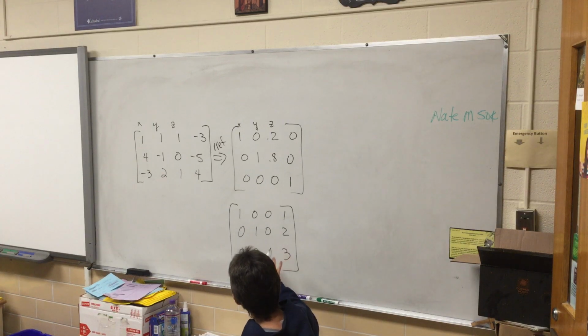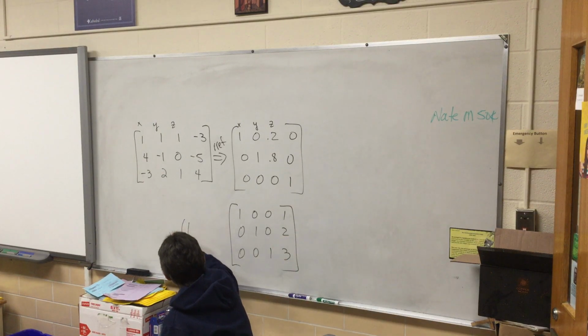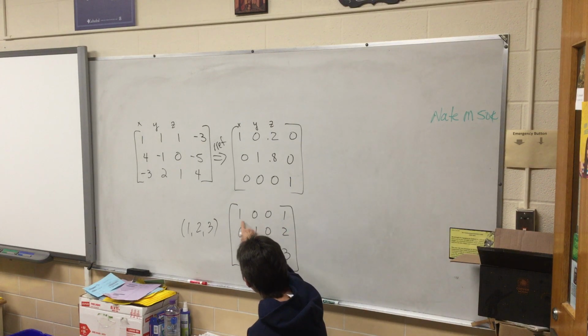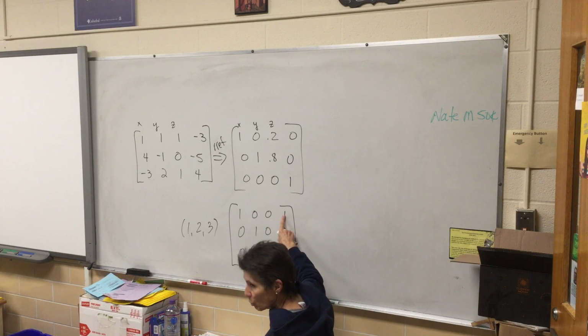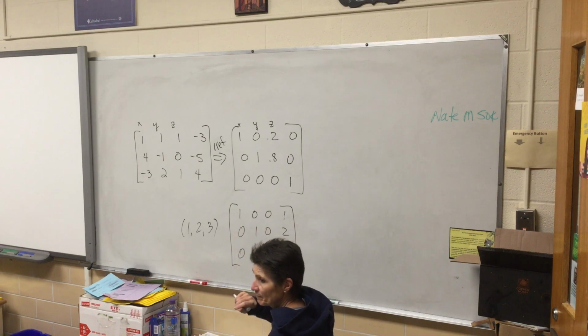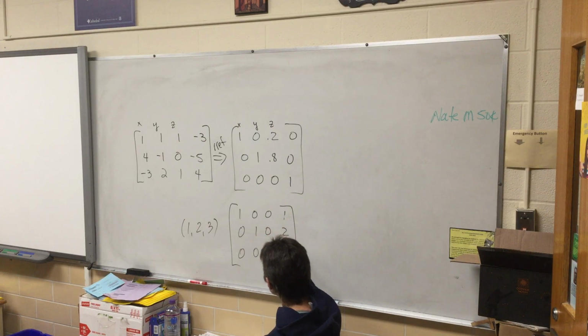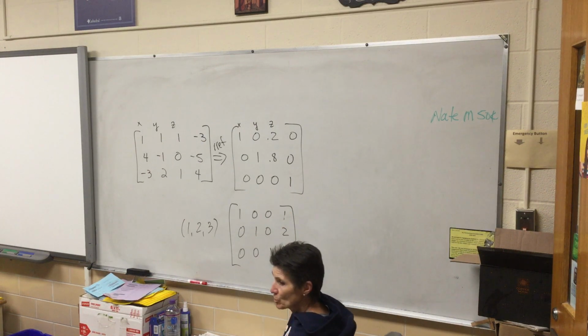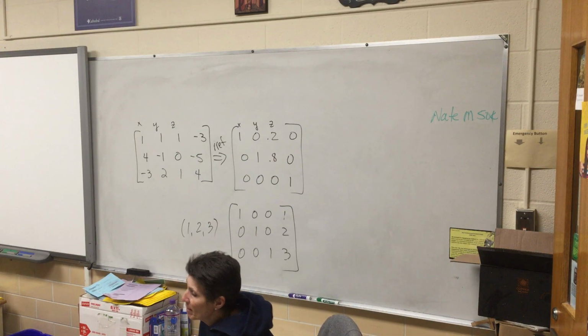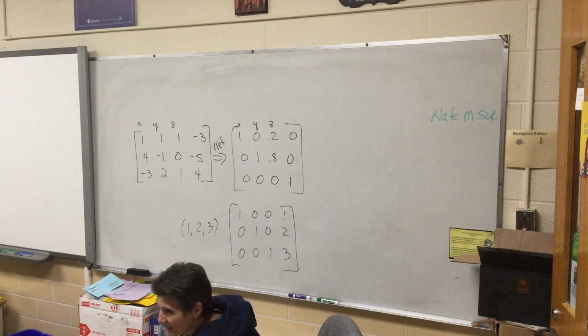And we said that that meant the answer was 1, 2, 3 for this problem because the top row literally says 1x plus no y's and no z's equals 1. So that top row literally says x equals 1. And the middle row says y equals 2, and the bottom row says z equals 3. Now, this system of equations did not work out that nicely.